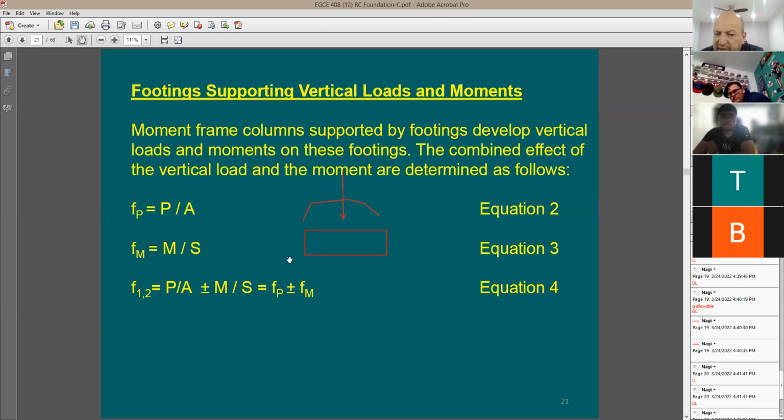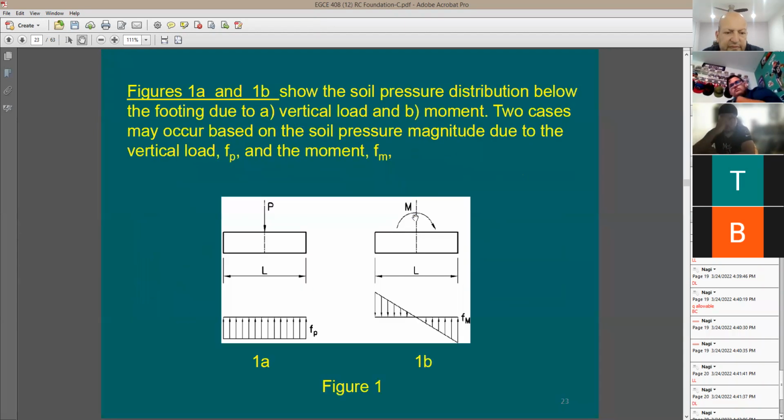Plus or minus, because on one side you're going to be putting compression here, and on the other side you put tension. So at one point, the pressure is going to be additive, at the other point, it's going to be subtractive. Let me show you this. Here are the two sources.